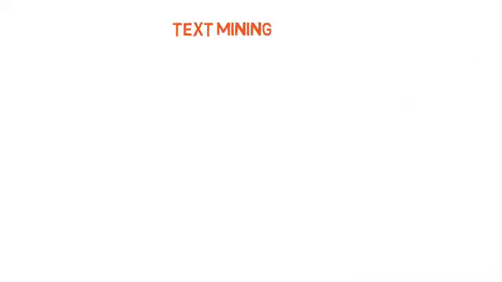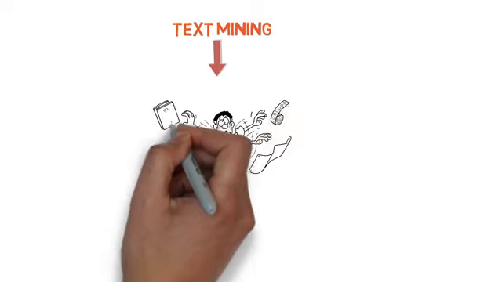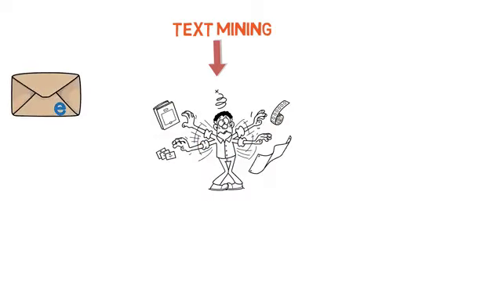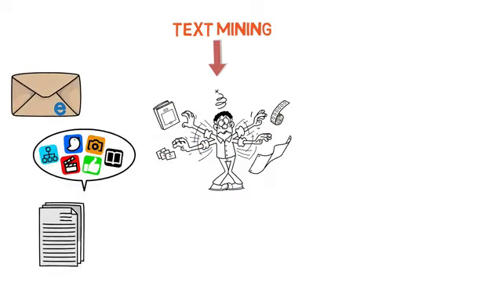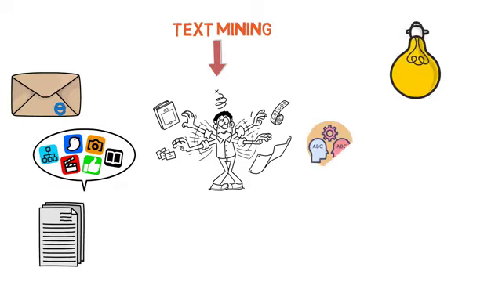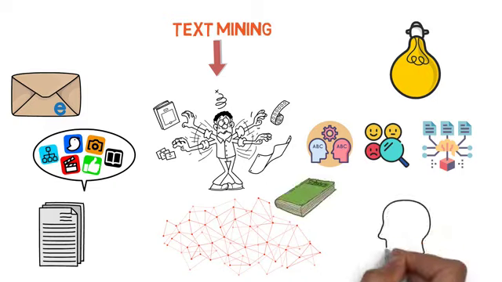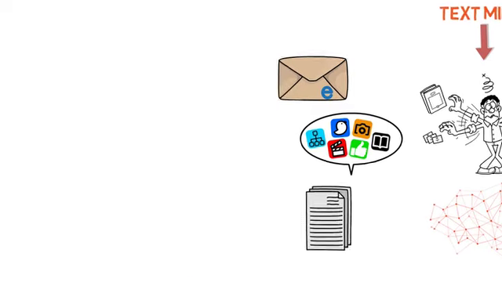Text mining. Text mining is a technique used to extract useful information from unstructured text data, such as emails, social media posts, and documents. Text mining techniques include natural language processing, sentiment analysis, and topic modeling. Text mining can be used to identify patterns and trends in text data, enabling businesses to make informed decisions.